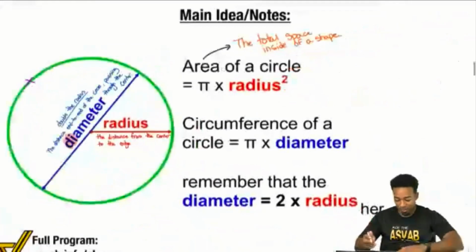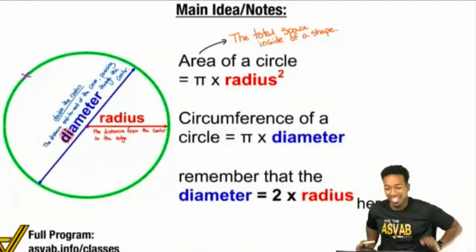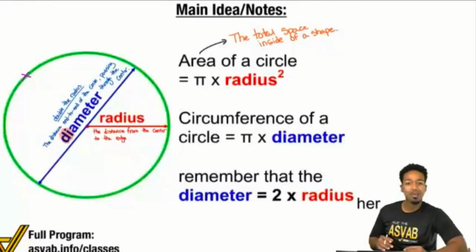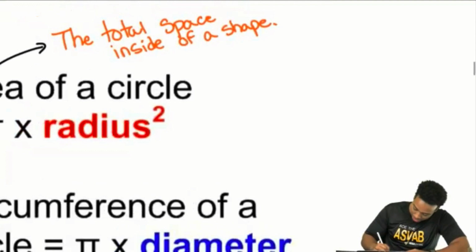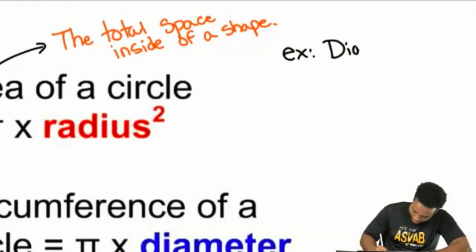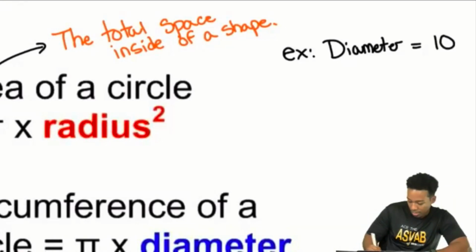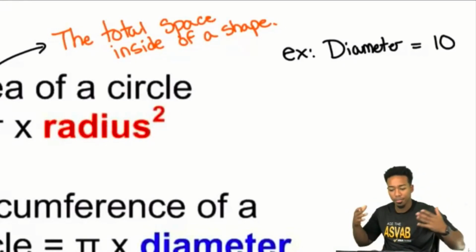So everybody, let's just do a quick little example. I got you. Let's say we have a problem where they give the diameter. Let's take the example here: diameter equals, let's say, 10. Let's say 10 for the sake of this.